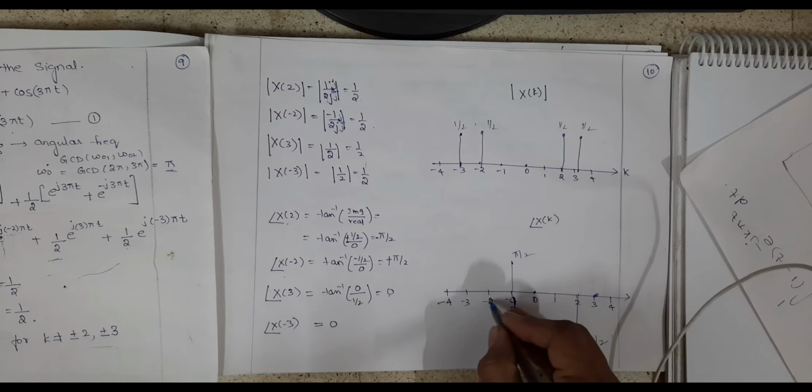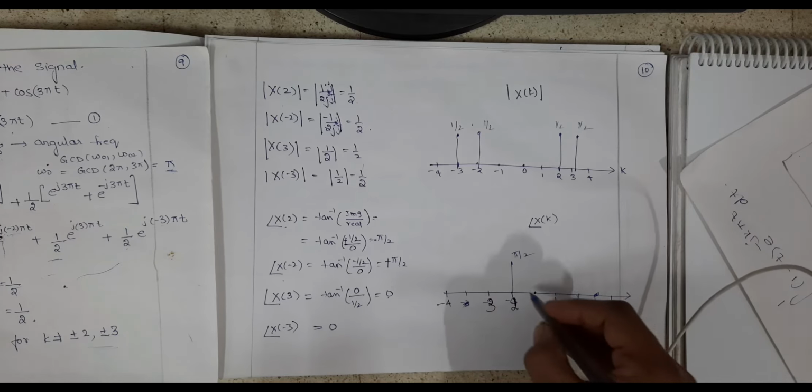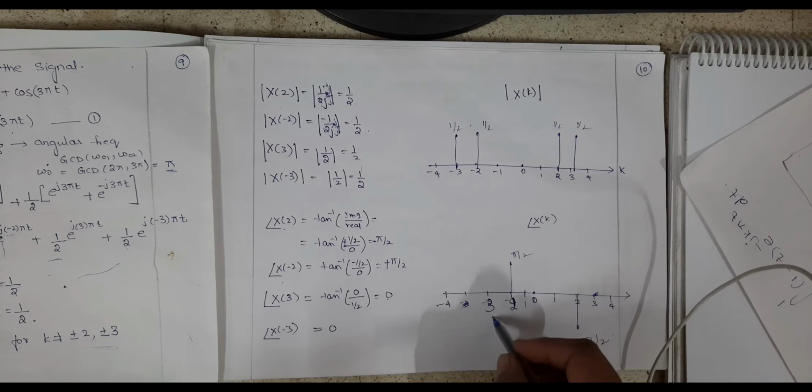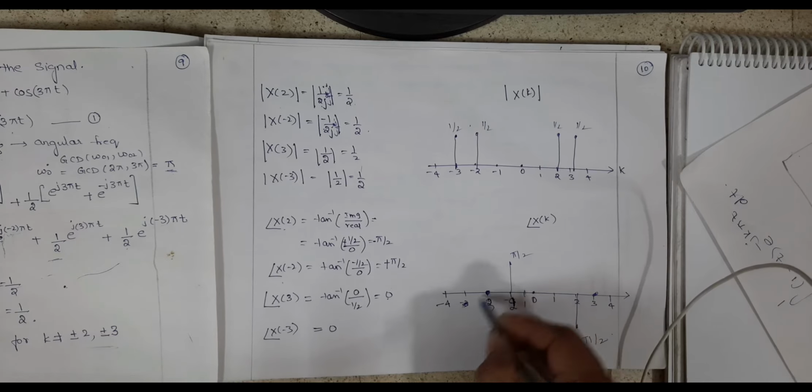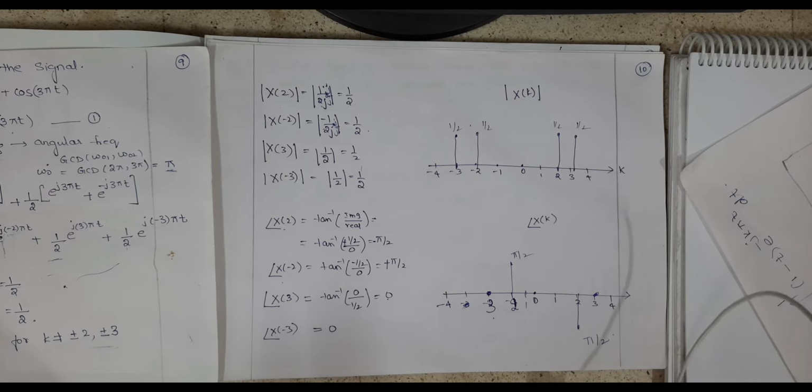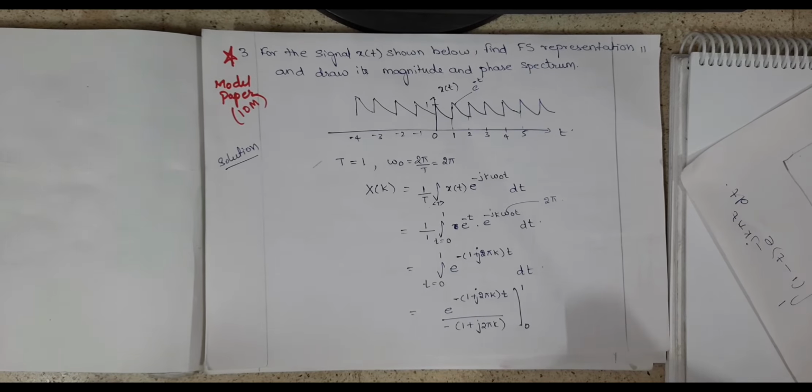This is at 2, sorry. So it is at x equal to minus 3 is also 0. This is the spectrum of the signal.